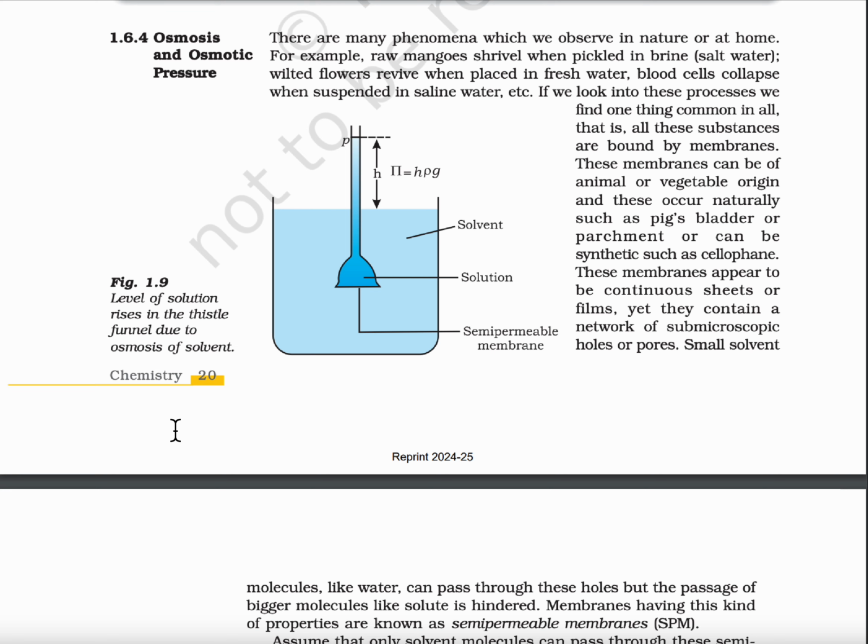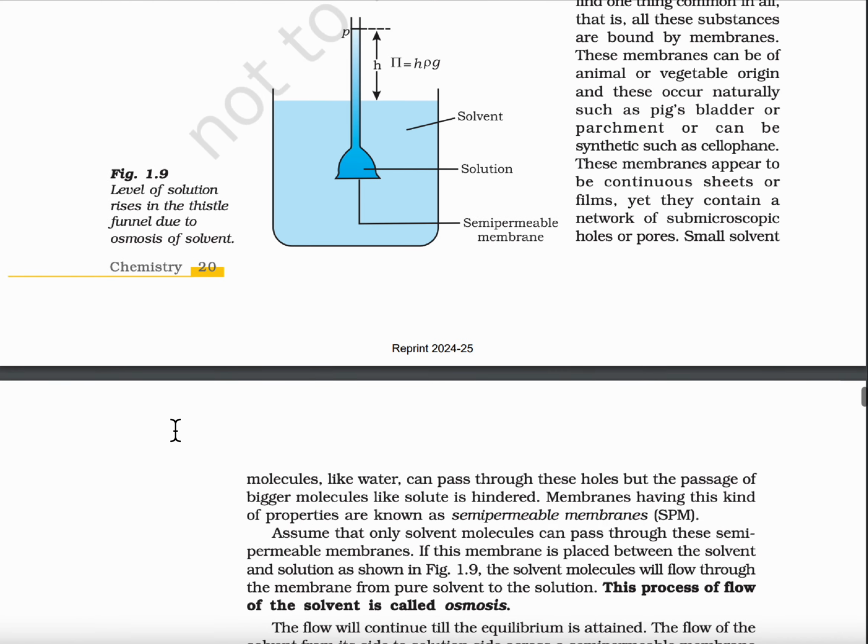If we look into these processes, we find one thing common in all: all these substances are bound by membranes. These membranes can be of animal or vegetable origin and occur naturally, such as pig's bladder or parchment, or can be synthetic, such as cellophane. These membranes appear to be continuous sheets or films, yet they contain a network of submicroscopic holes or pores. Small solvent molecules like water can pass through these holes, but the passage of bigger molecules like solute is hindered. Membranes having this kind of property are known as semi-permeable membranes, SPM.